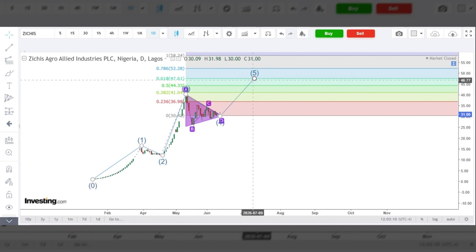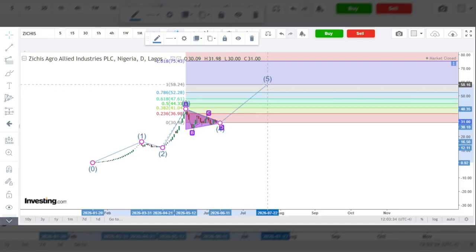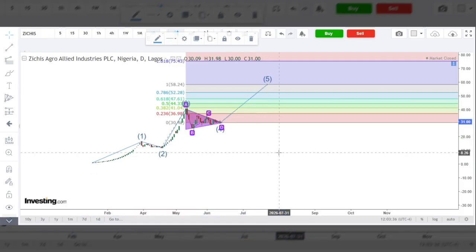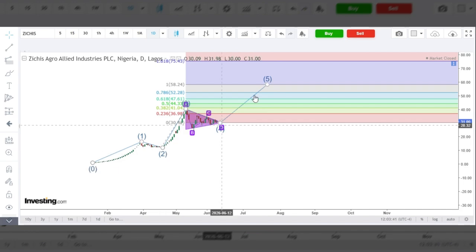Also, before the market actually goes to wave 5, it's going to go on an internal 5 wave. Okay, so you should expect like a 5 week before it reaches this level. Also, another potential stoppage for 5 can be this 100% here, which is 58.24 naira.